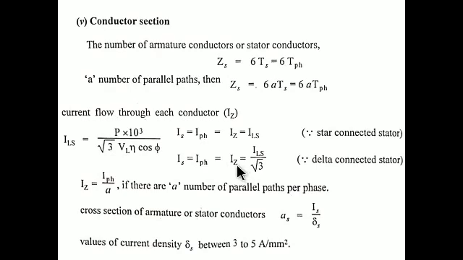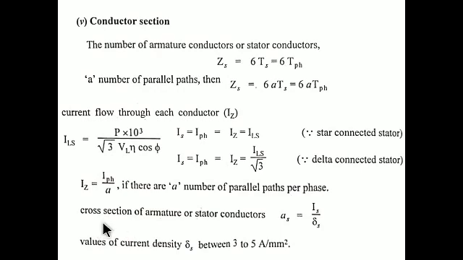Just recall this content. Then, in this current calculation, if you have a parallel path value, you need to use this formula instead. After finding I phase, you need to divide once more by A, otherwise put a multiplication of A here. Iz is equal to ILs divided by A into root 3. By using this formula, you can find the current in a conductor.